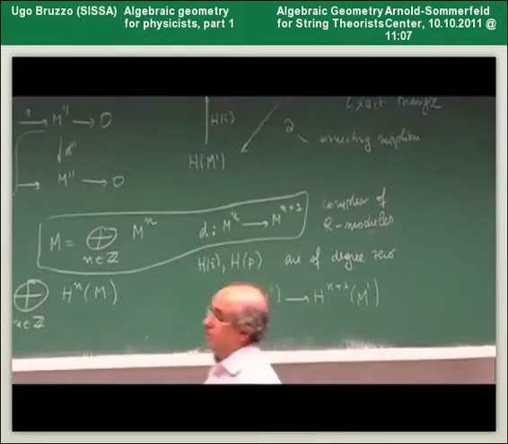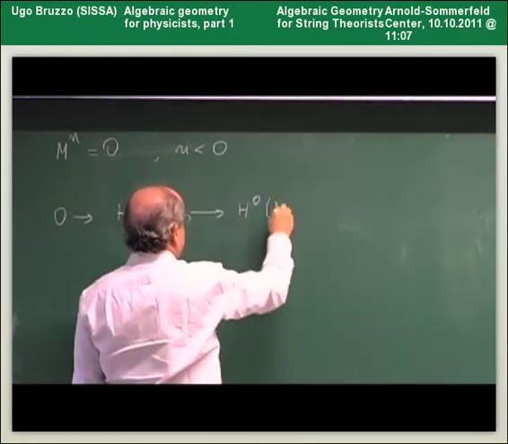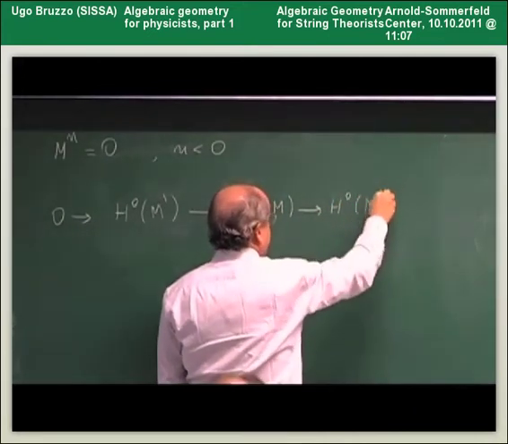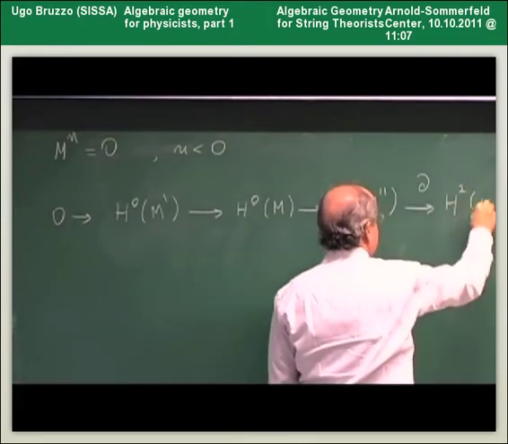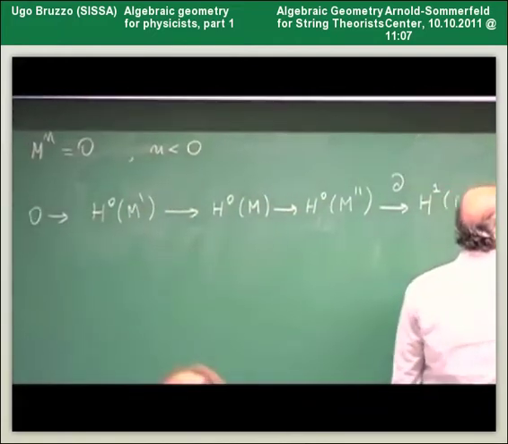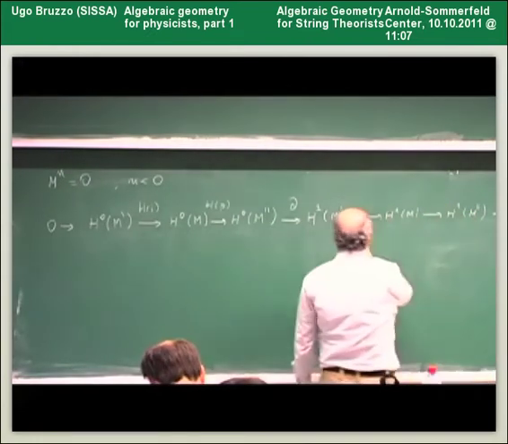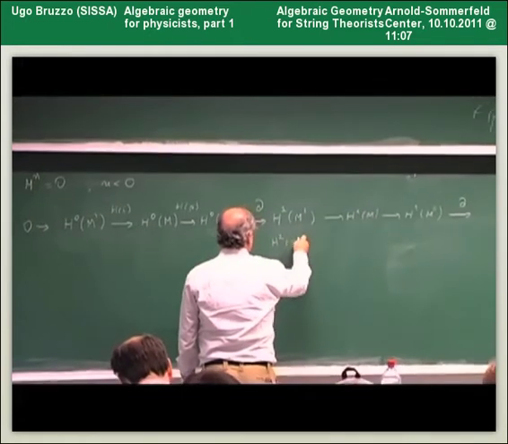So if this is the case, if we want to write now the triangle, remembering the degrees, we may start from H0 of M prime. There is nothing before this, so before this, we have 0. And then we have a map to H0 of M, and a map to H0 of M double prime. And then we have the first connecting morphism going to H1 of M prime. And then again, we have H1 of M and H1 of M double prime. These maps are, of course, H of I and H of P. And then here again, we have a connecting morphism going to H2 of M prime, etc.